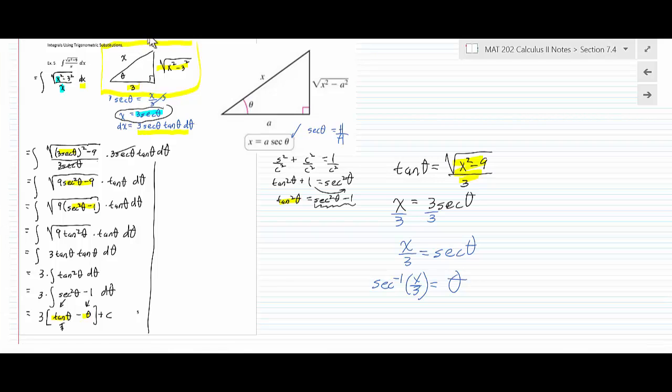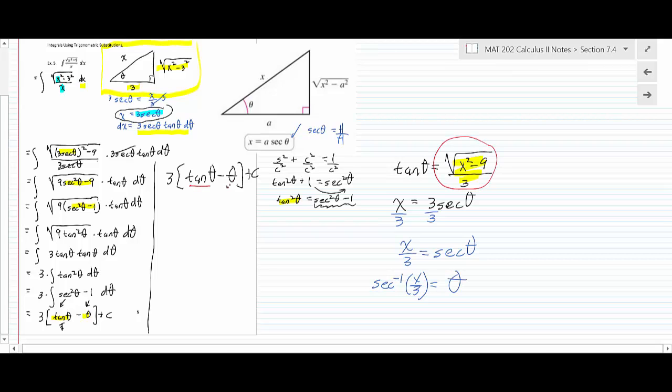Now we're ready to write our answer. We've got 3 tangent theta minus theta plus c. What we're going to do is replace the tangent with what it's equal to, and replace theta with what it's equal to, and then we're done. So that will give us 3 times square root x squared minus 9 over 3 minus inverse secant x over 3 plus c. That should be the final answer to the problem.